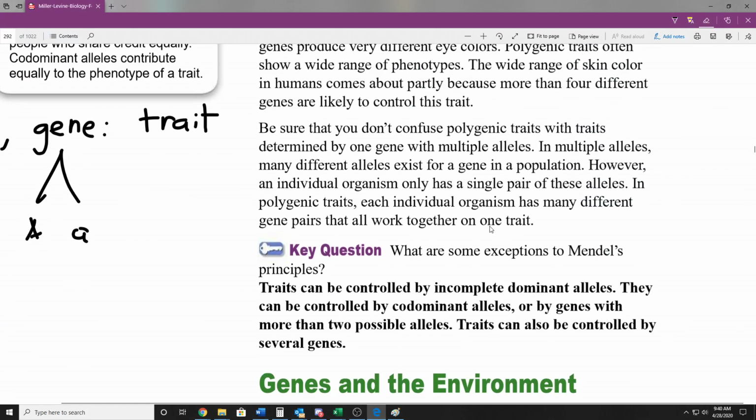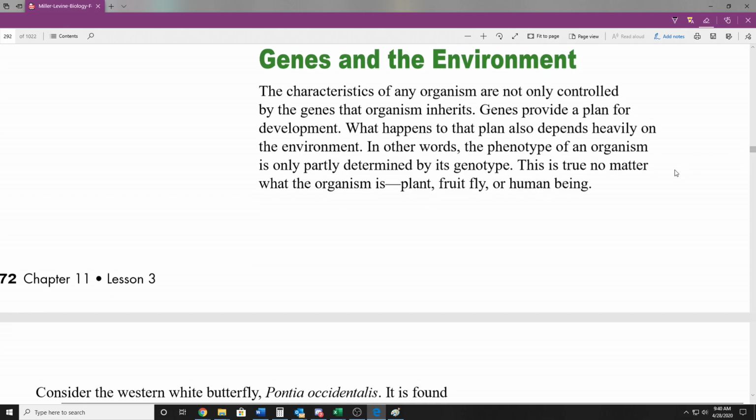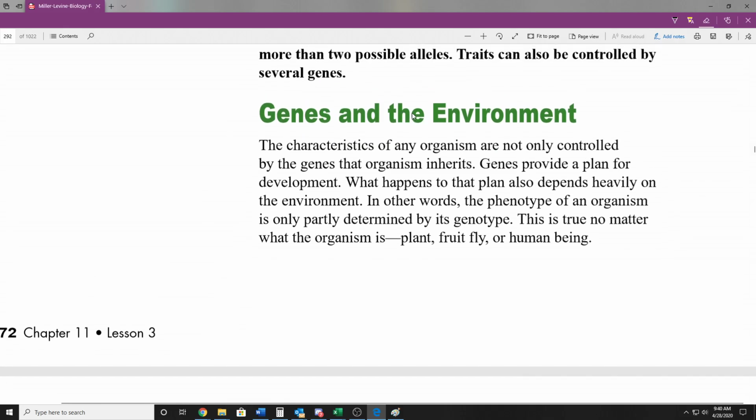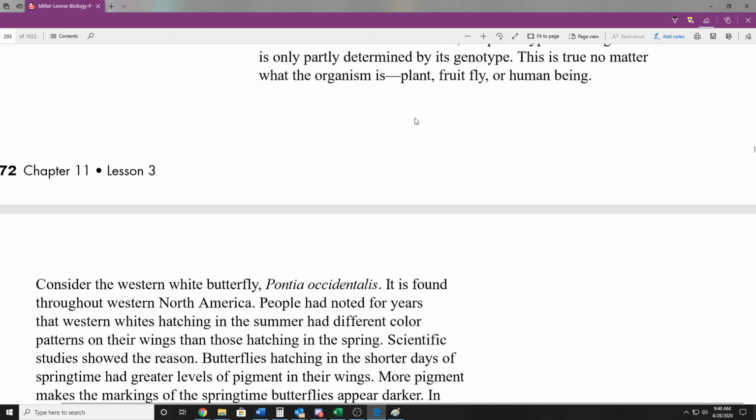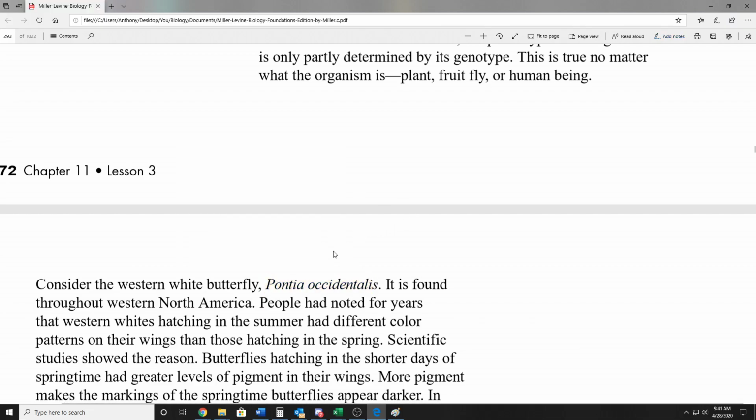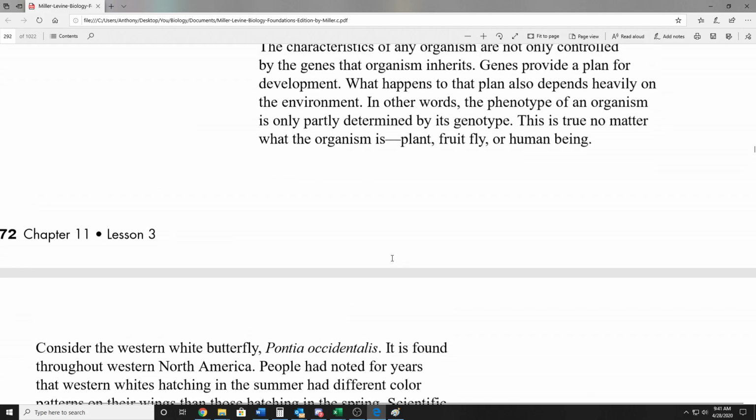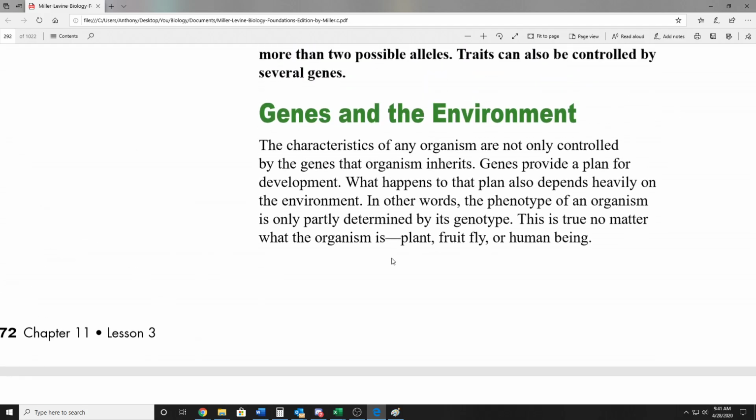Okay, let's go back and wrap up this particular section, and we're going to talk about environmental stimuli on genes. And a great example for this your book gives you is the western white butterfly, species name Pontia occidentalis. The western white butterfly is a native species to the western part of the United States. And some interesting characteristics are displayed and expressed depending on what time of year that specific butterfly is born in.